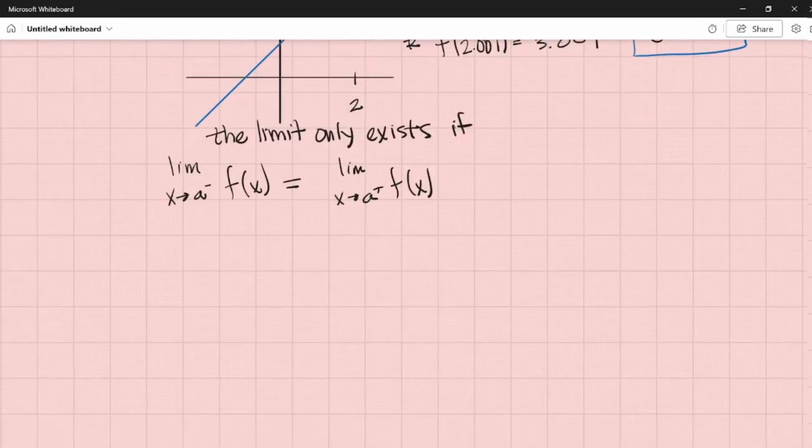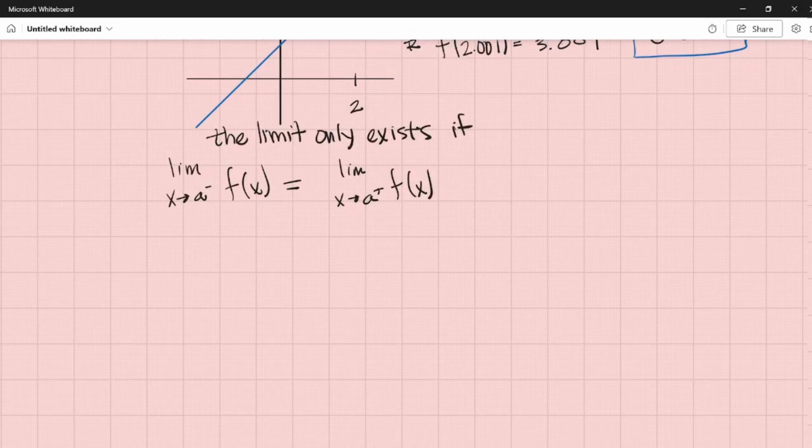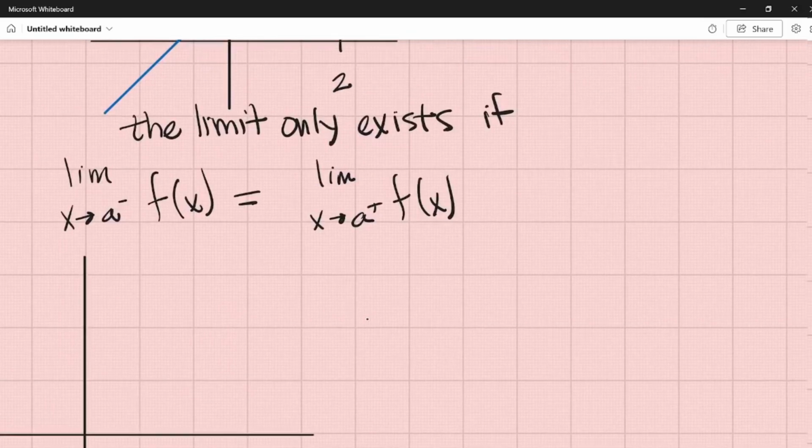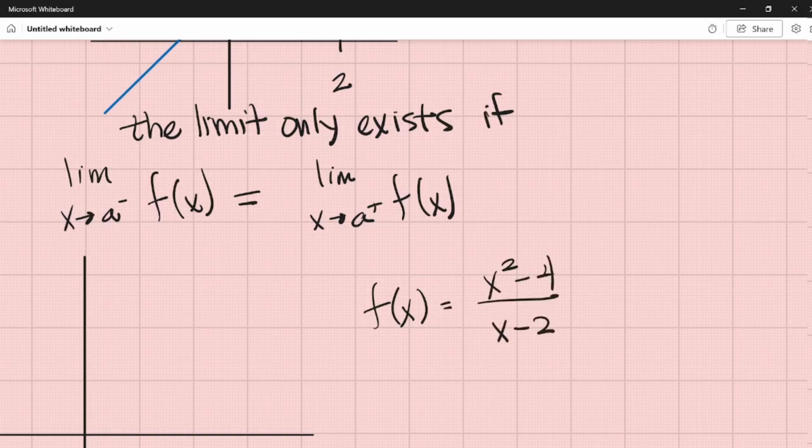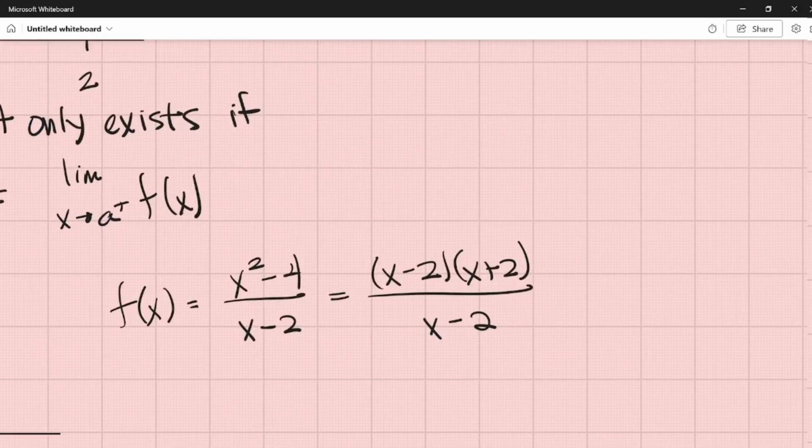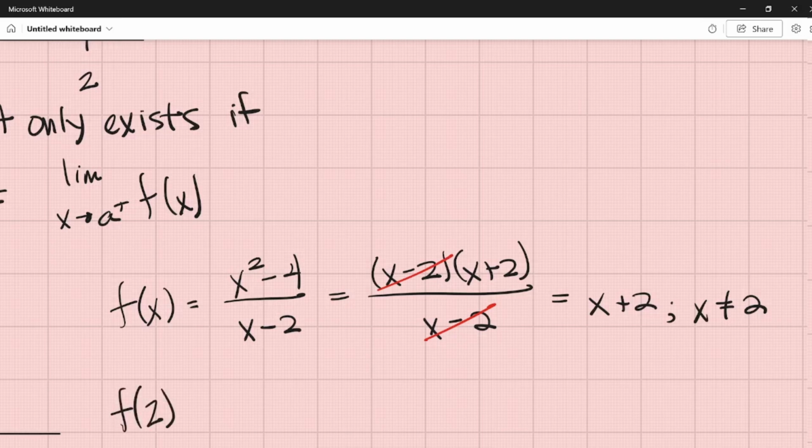Let's try a different one. Let's try a rational function. Let's try recognizing that in the numerator we have a difference of squares. Further simplifying this, we can't forget about this domain issue here. Great. Now what if you're asked to evaluate f at x equals 2? Can we do that? Right here the function just says x plus 2, but we do have this domain restriction. Are we completely lost? No, we're not. We can continue using the concept of limits.